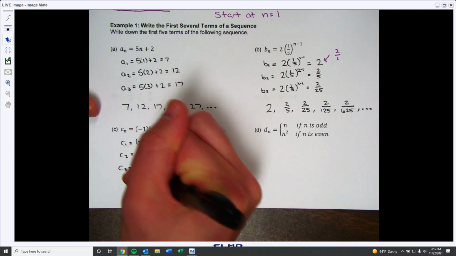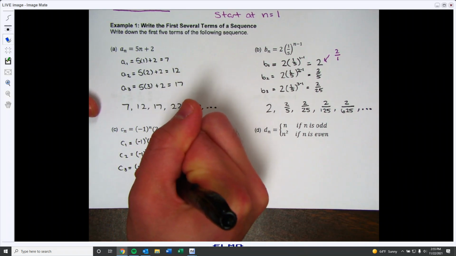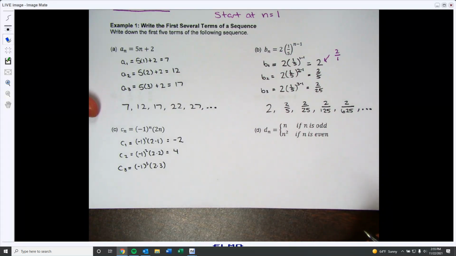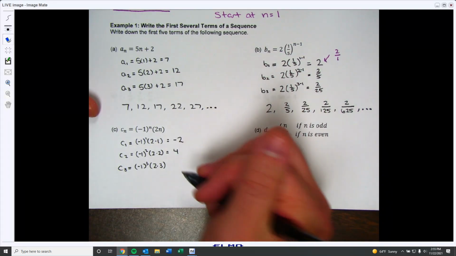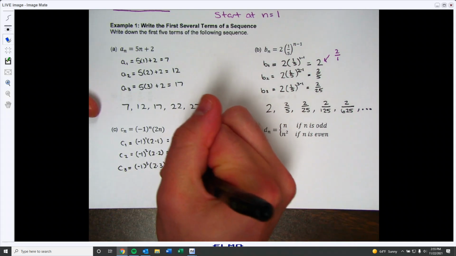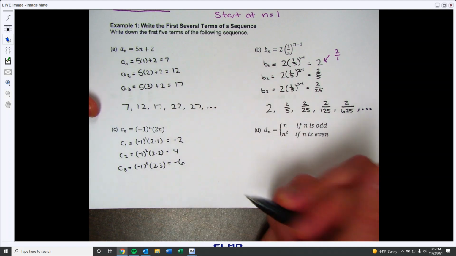Now I have 3. So we have negative 1 to the third times 2 times 3. Well, 2 times 3 is 6. And a negative to an odd power is going to come out negative. So I have negative 6.